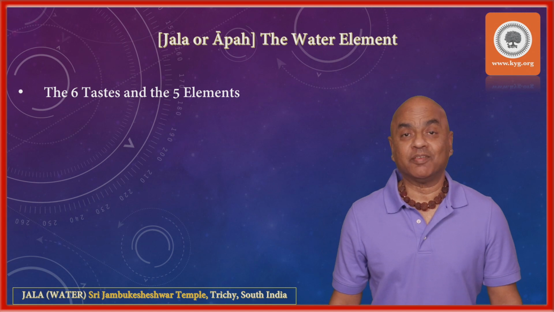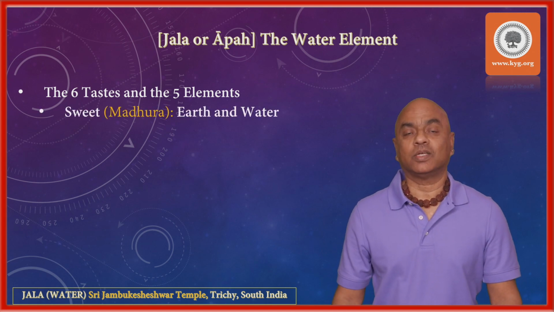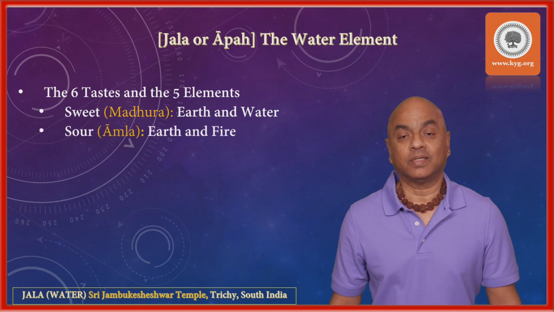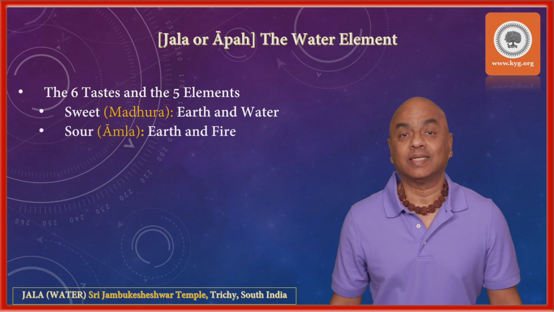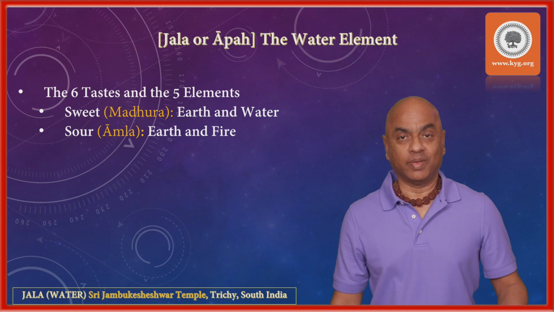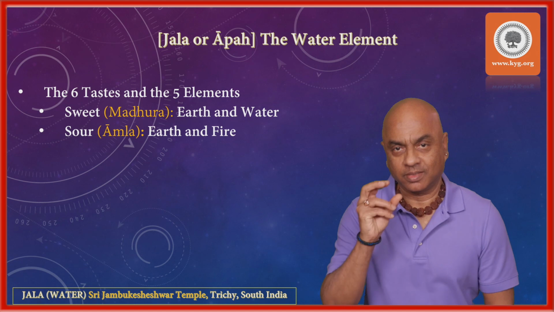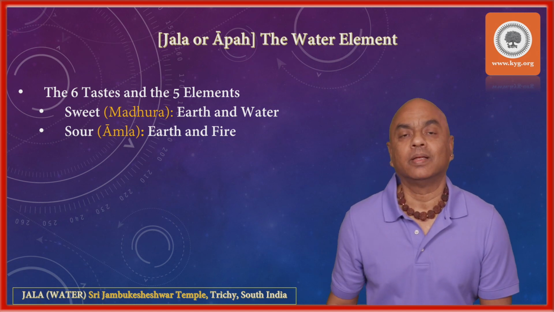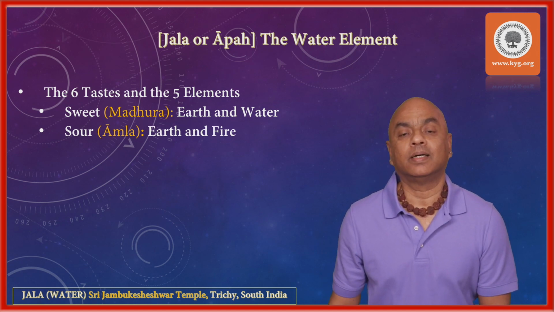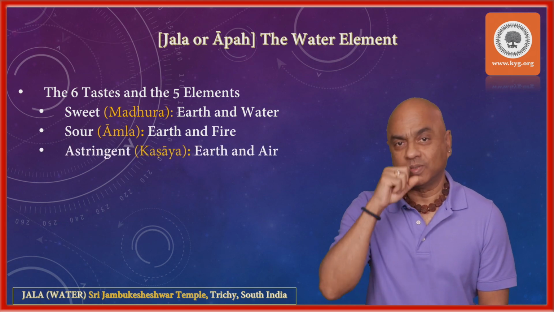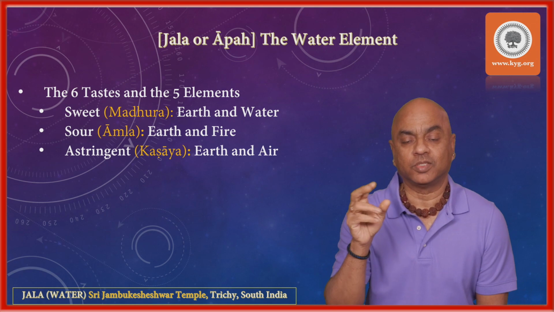So 6 tastes and 5 elements. Madhura, sweet, has earth and water. Sour, amla, has earth and fire. Think of gooseberries, right? They're very sour in taste, but just solid. So gooseberry is sour, earth and fire. Of course, you can juice them as well, but they're not known for juicing. You can make pickles out of them and so on.